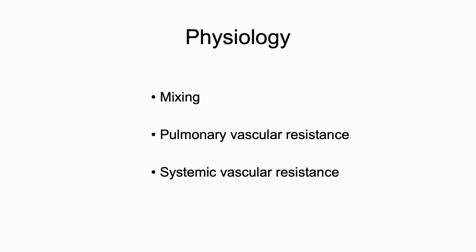So the physiology of this will depend on the mixing and the pulmonary and systemic vascular resistances. We have to remember that the degree of cyanosis or desaturation will depend on the amount of systemic venous return that is mixed with the amount of pulmonary venous return, and the obvious roles of the resistances or obstruction and the relative resistances in the lungs and the body.